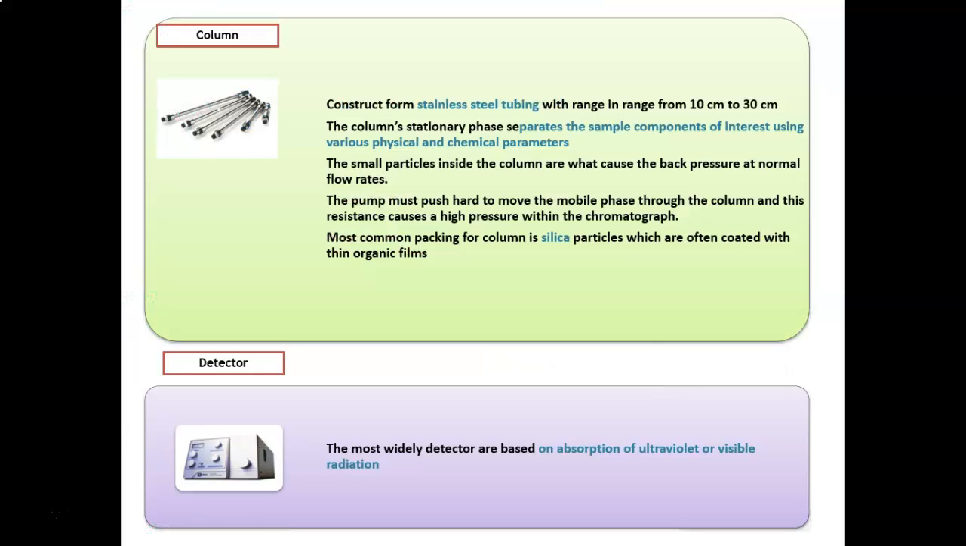Okay, next part is the column. Column is constructed from stainless steel tubing in the range from 10 to 30 centimeters. And the column stationary phase separates the sample components of interest using various physical and chemical parameters. And the small particles inside the column are what cause the back pressure at normal flow rates. And the pump must push hard to move the mobile phase through the column, and this resistance causes a high pressure within the chromatograph.